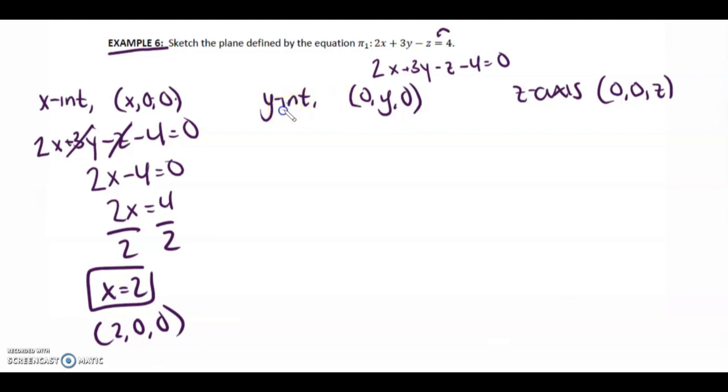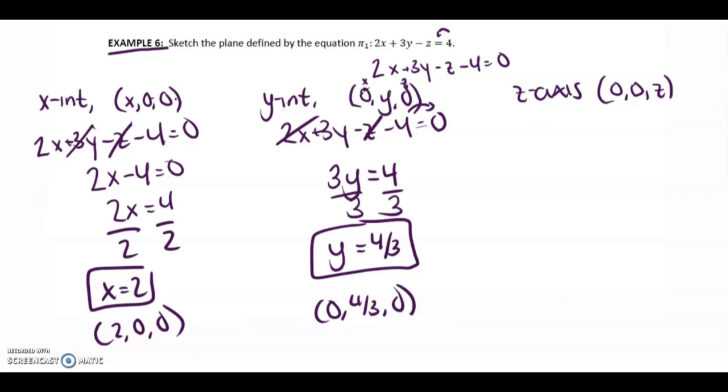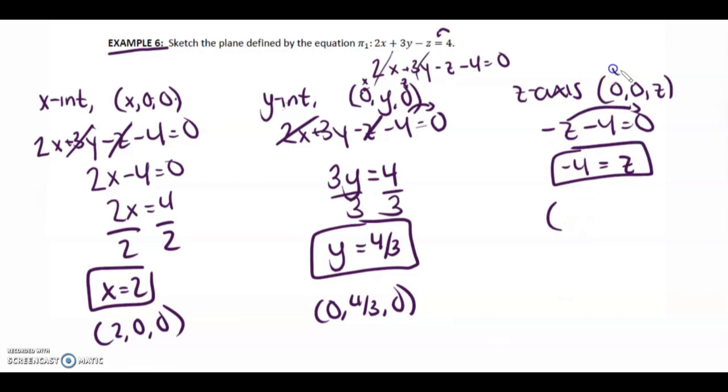Okay, what about the y? So for the y, if we had 2x plus 3y minus z minus 4 equals 0, there's going to be a 0 plugged in for the x and a 0 plugged in for the z. So those are going to go away. We're going to have 3y equals, I'm going to bring this back over, 4. Okay, so we have y-intercept of 4 over 3. Okay, that's going to be in the form 0, 4 over 3, 0. Okay, and now the z-intercept, again, 0, 0, negative z minus 4 equals 0. I'm going to bring over the negative z this time so that it becomes positive. So z equals negative 4. So this is going to be in the form x, y, z: 0, 0, negative 4.